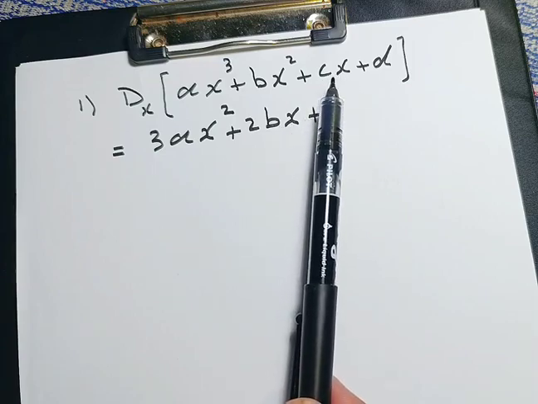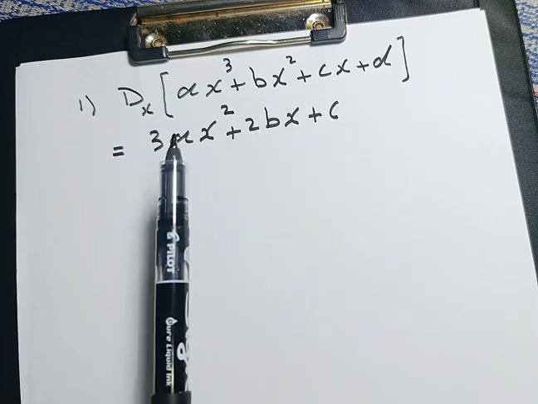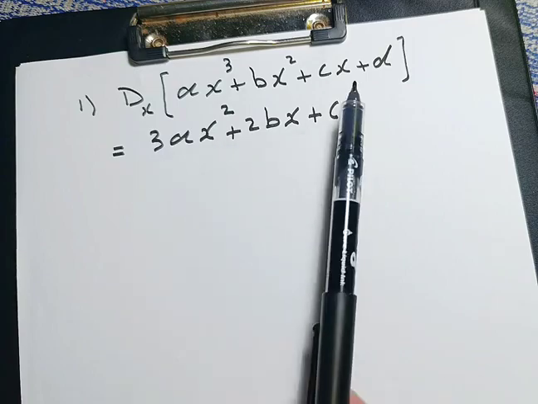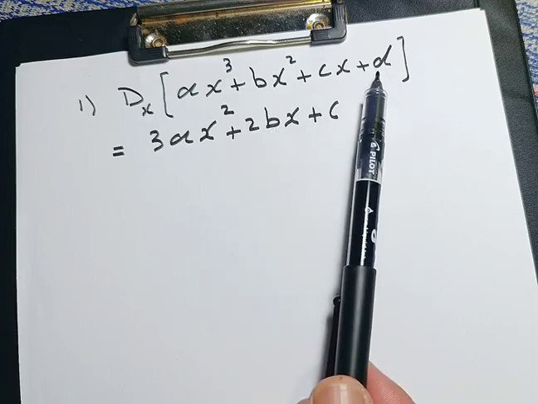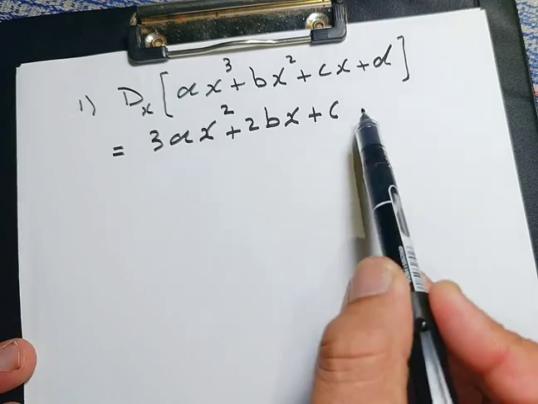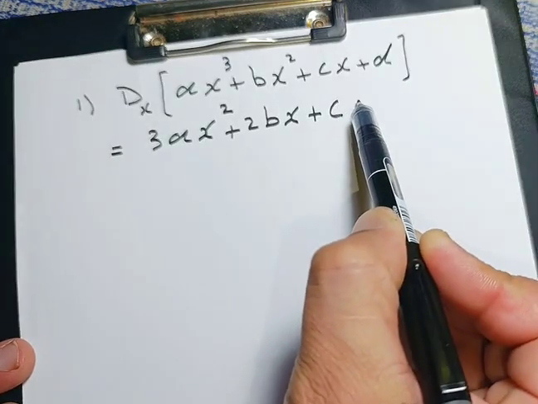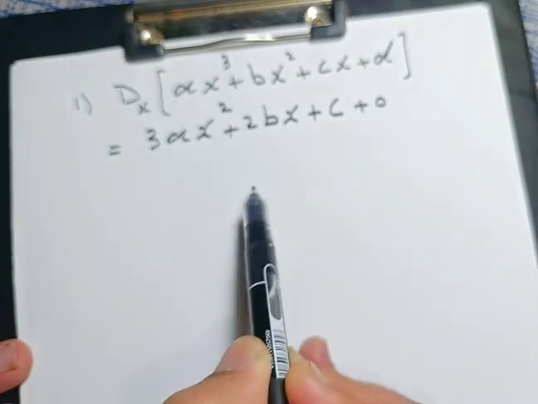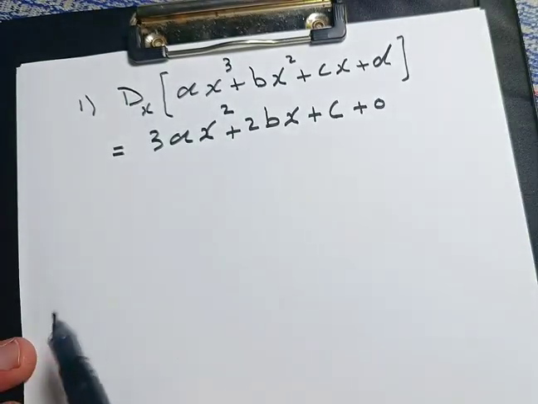So the derivative of x is 1, so it becomes c. For the d, there's no x with d, so it is a constant, so I'm going to say plus 0, or you don't need to write it. So this is my final answer.